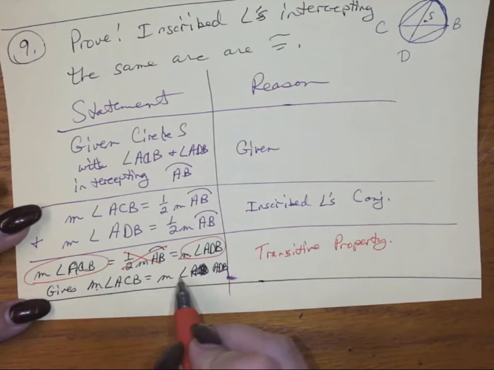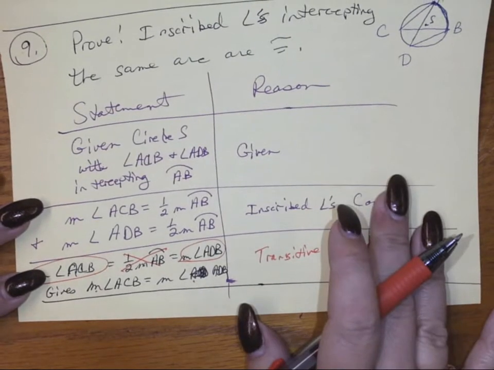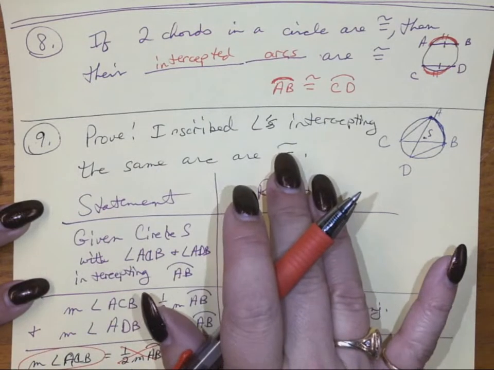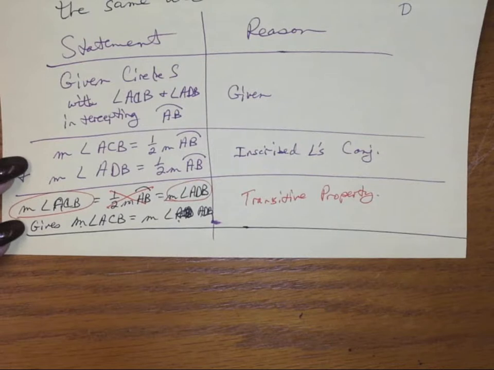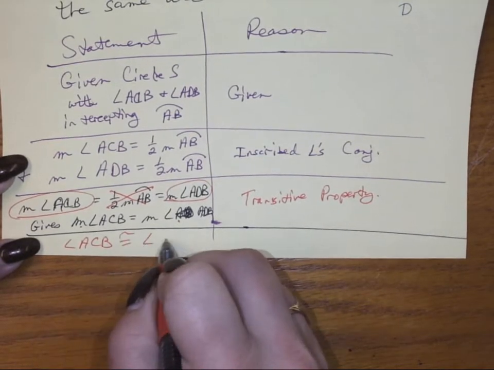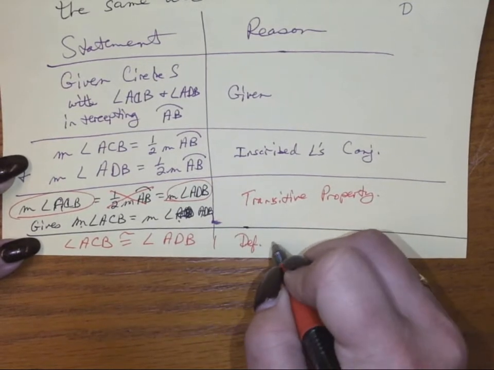Now I have the measure of this guy is equal to the measure of this guy. They actually want me to show that the angles are congruent, not that their measures are the same. However, we know angle ACB is congruent to angle ADB because that's the definition of congruency, right?